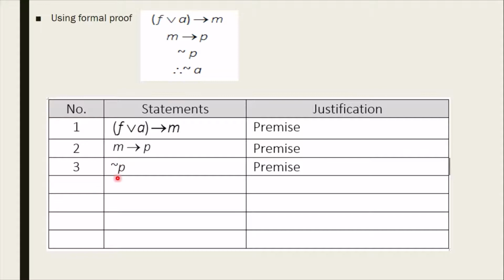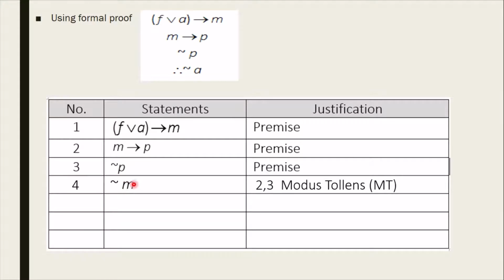Now, we're going to have our fourth step here. And for us to have a conclusion or another premise, we're going to use the given premises. Now, as you notice here in premises 2 and 3, we can apply the modus tollens in order for us to arrive at not M.